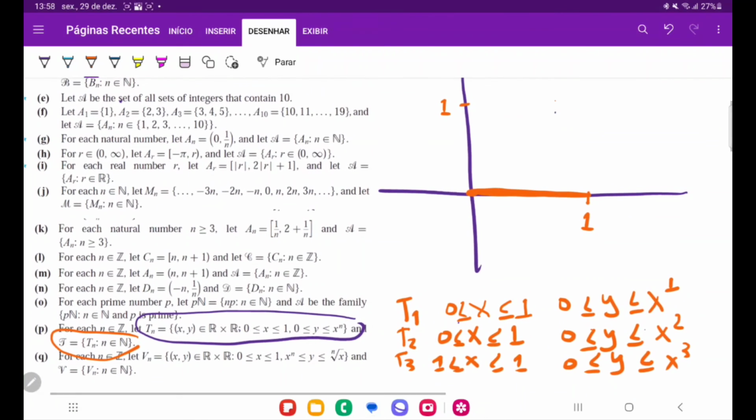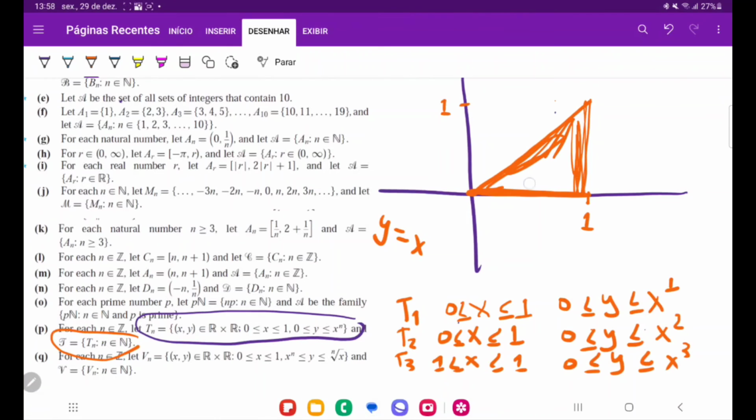So for t1, x is going to take all these values, but y is going to be less than x to the power of 1. So if we plug in y equals x, that's going to be this line right here, and then it's going to take on every value less than that, right? So this is going to be for t1. Maybe I'm going to color that in. This is t1, right? So what would t2 be?